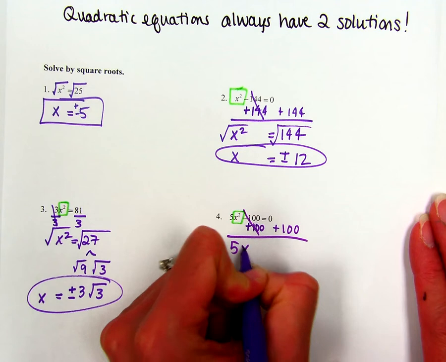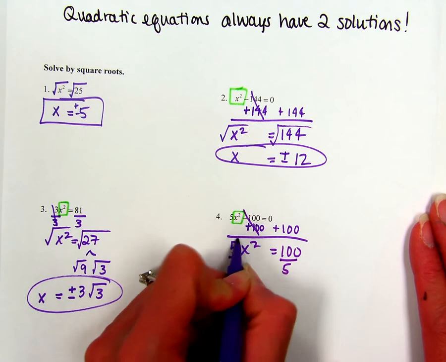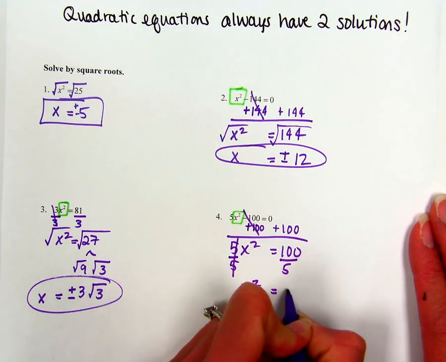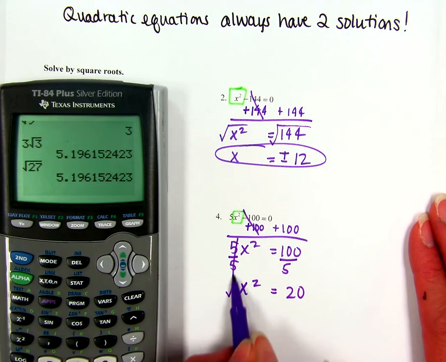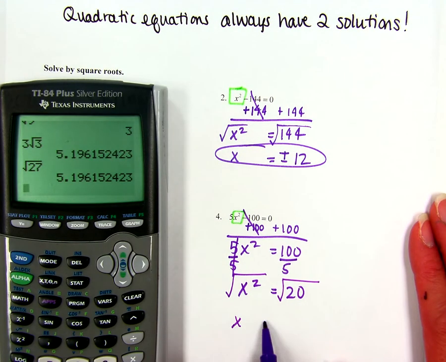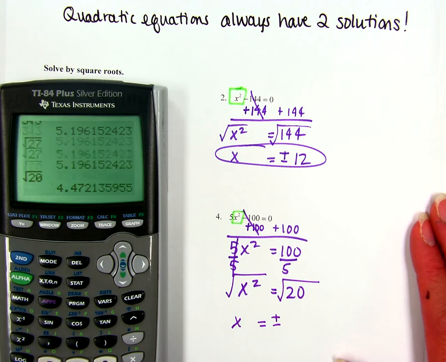This gives me 5x squared equals 100. And then I need to divide by 5 next. X squared equals 20. Okay, so now I know I need to take the square root of both sides. And I'm going to get x equals plus or minus something. Well, what's the square root of 20?